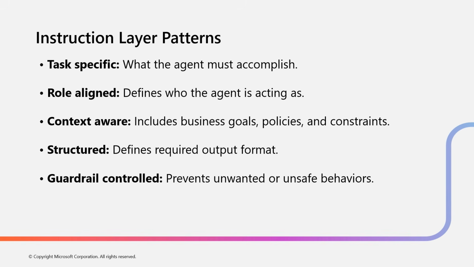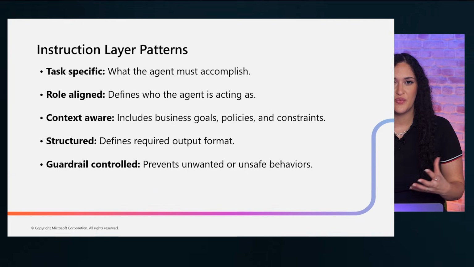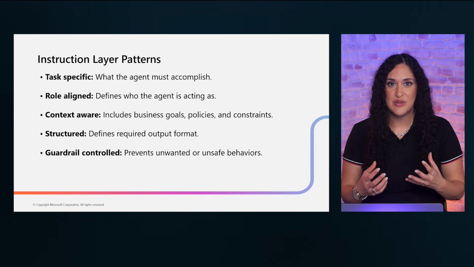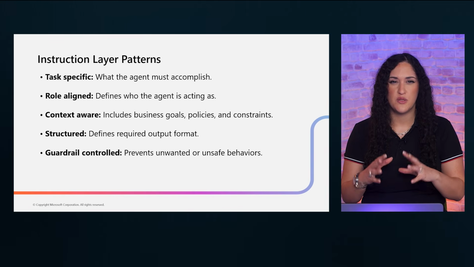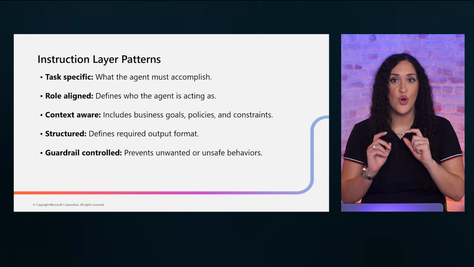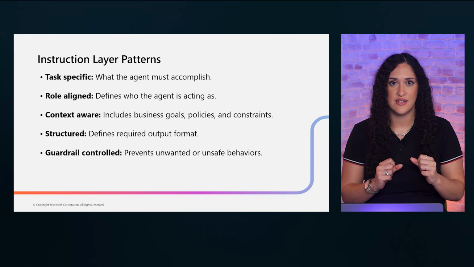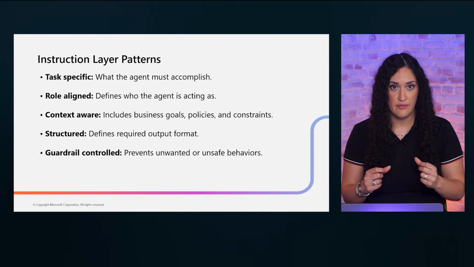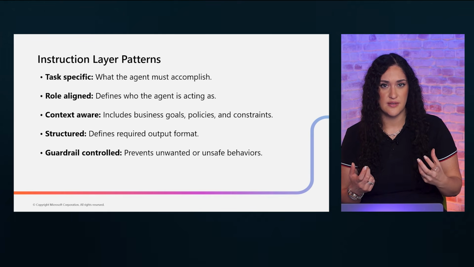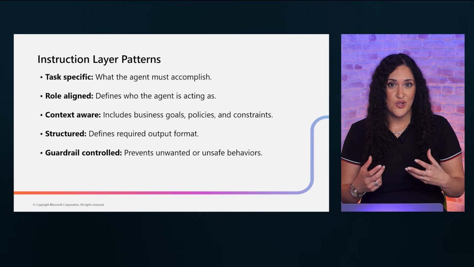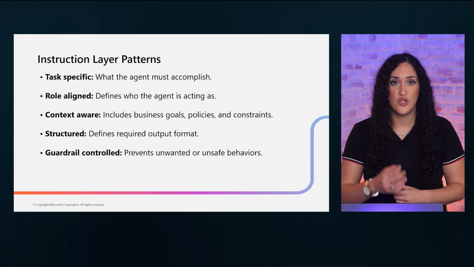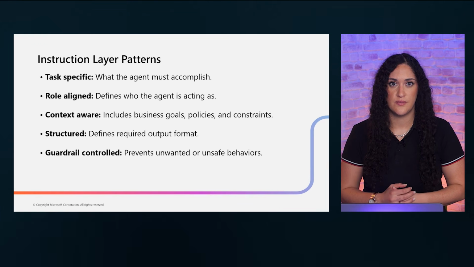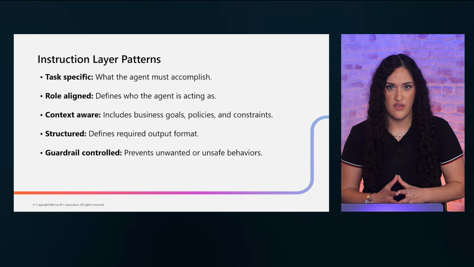Agents rely heavily on instructions for predictable results. Your instructions must be task-specific, stating what the agent must accomplish. They must be role-aligned, defining who the agent acts as. They must be context-aware, including business goals and policies. They must be structured, defining the required output formats. And finally, they should be guardrail controlled. That means preventing unwanted behaviors.